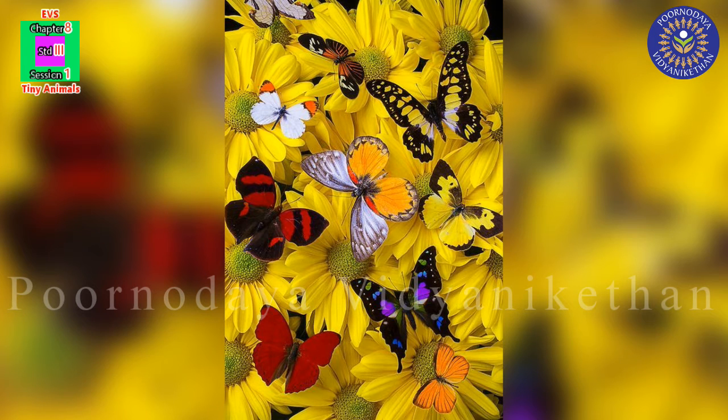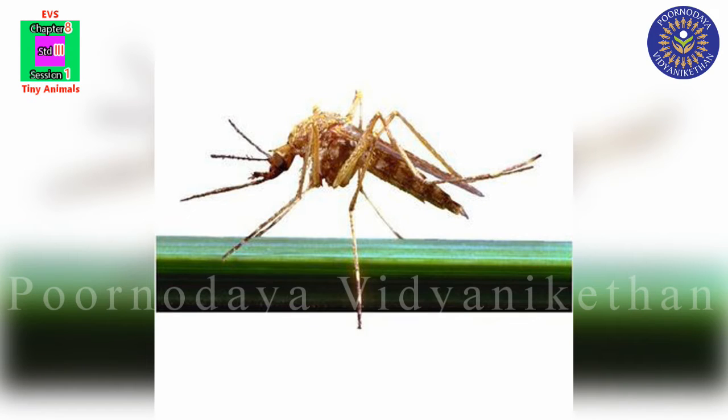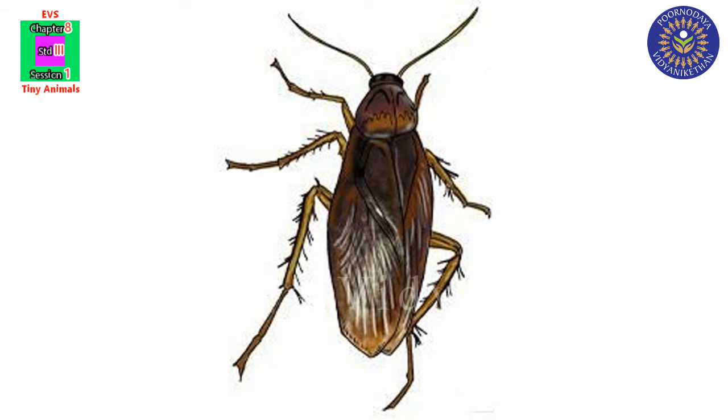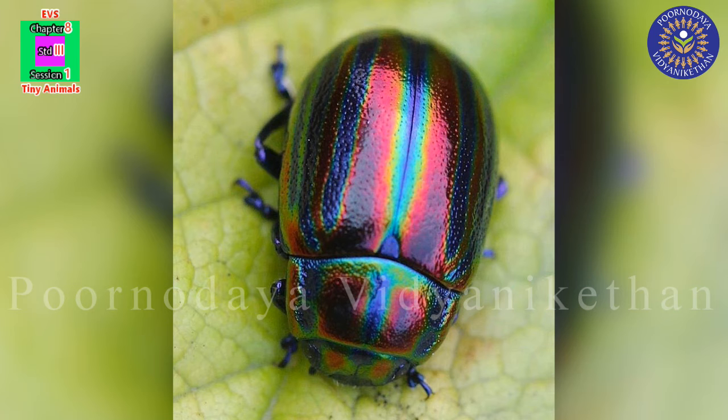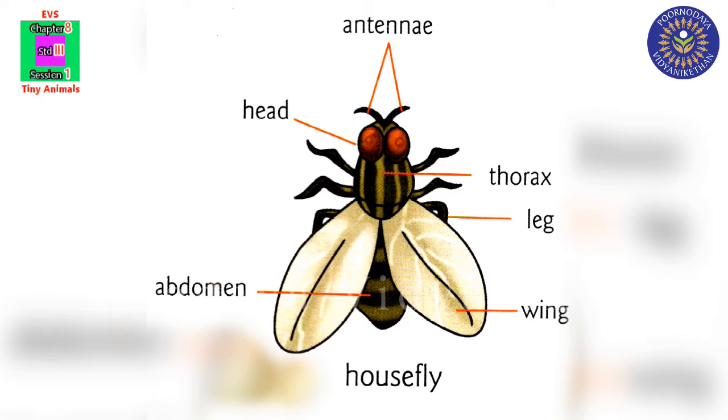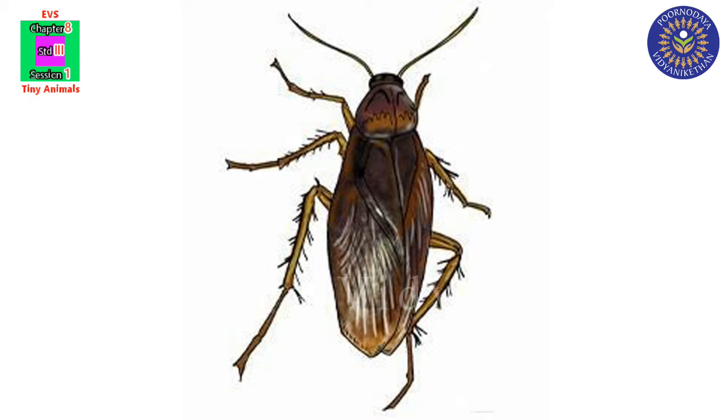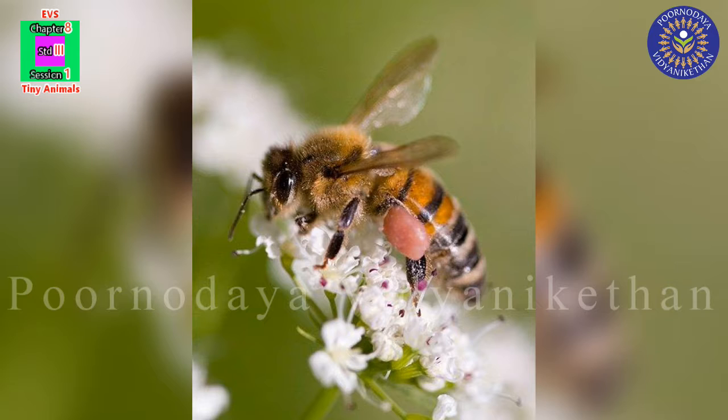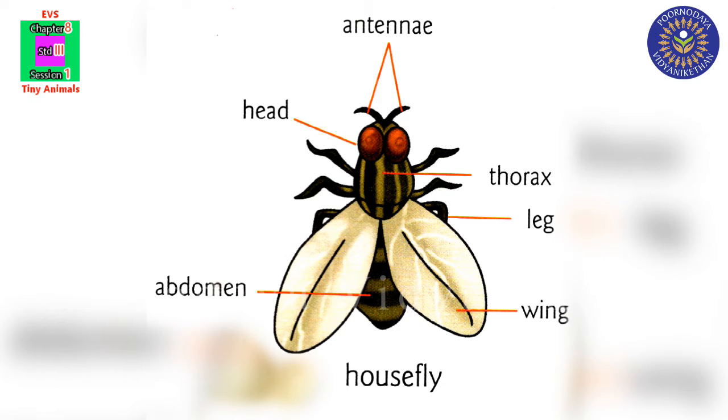Insects like butterflies and mosquitoes do not crawl. They only fly. Insects like cockroaches, beetles, wasps and houseflies can crawl and fly. They can do both. They can crawl and also fly.